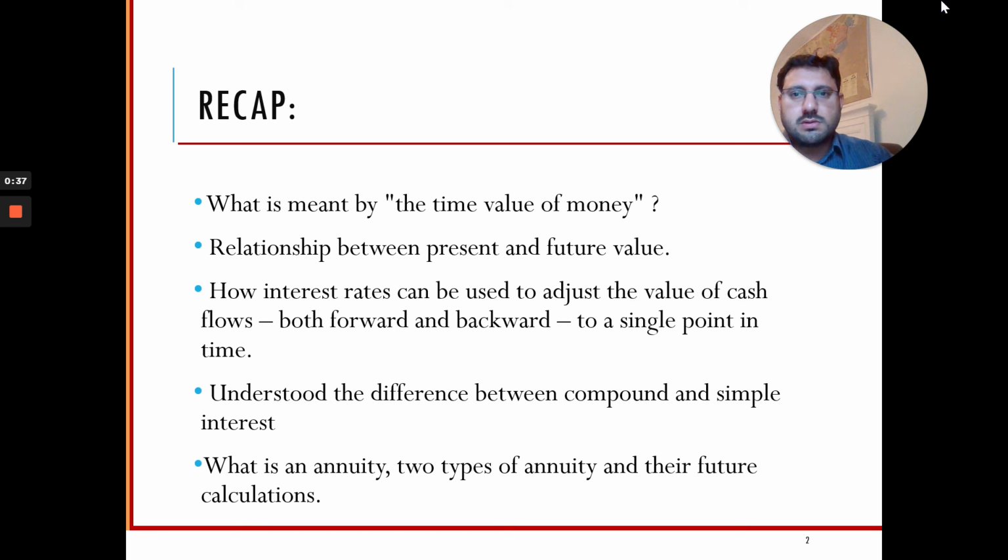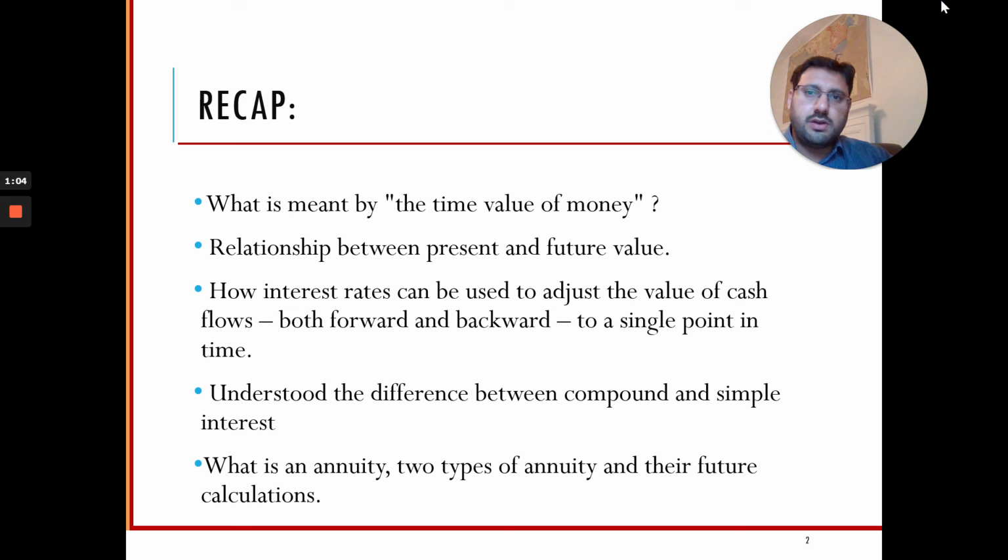We also calculated and used the interest rate to adjust the cash flows both in the forward and backward directions. We understood the concept of compound and simple interest, and we covered two types of annuities, where we discussed that they are the equal payments happening after a fixed interval of time, and we calculated their future values.